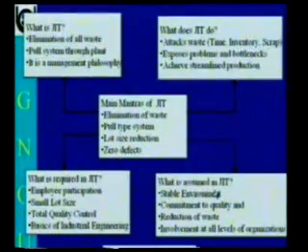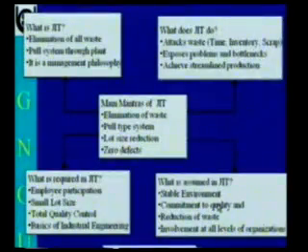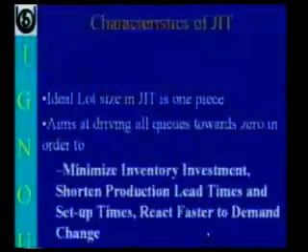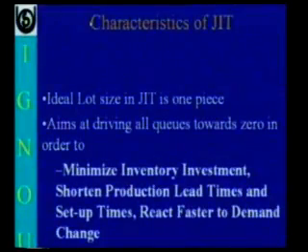What is assumed in JIT? That the environment is stable. You are getting a stable number of products each time for making them. Commitment to quality means the whole environment in the factory is committed to quality. We are going to reduce waste of every type. Then involvement at all levels of the organization means the management of the organization is involved at every level. Now the different characteristics of JIT.